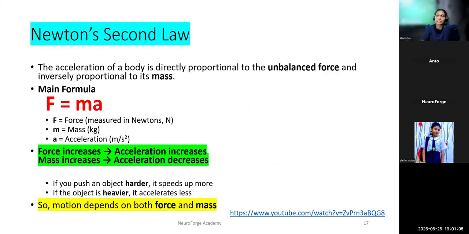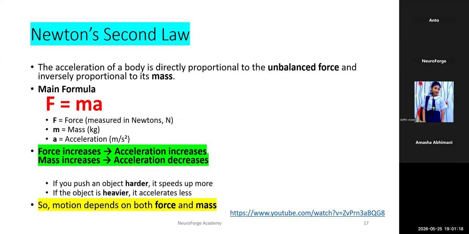Then Newton's second law. Now you know, from A to Z, what Newton's first law is. Isn't it? I hope Anto, Amasha, it's clear. Newton's first law? Yes, ma'am. Yes, teacher.